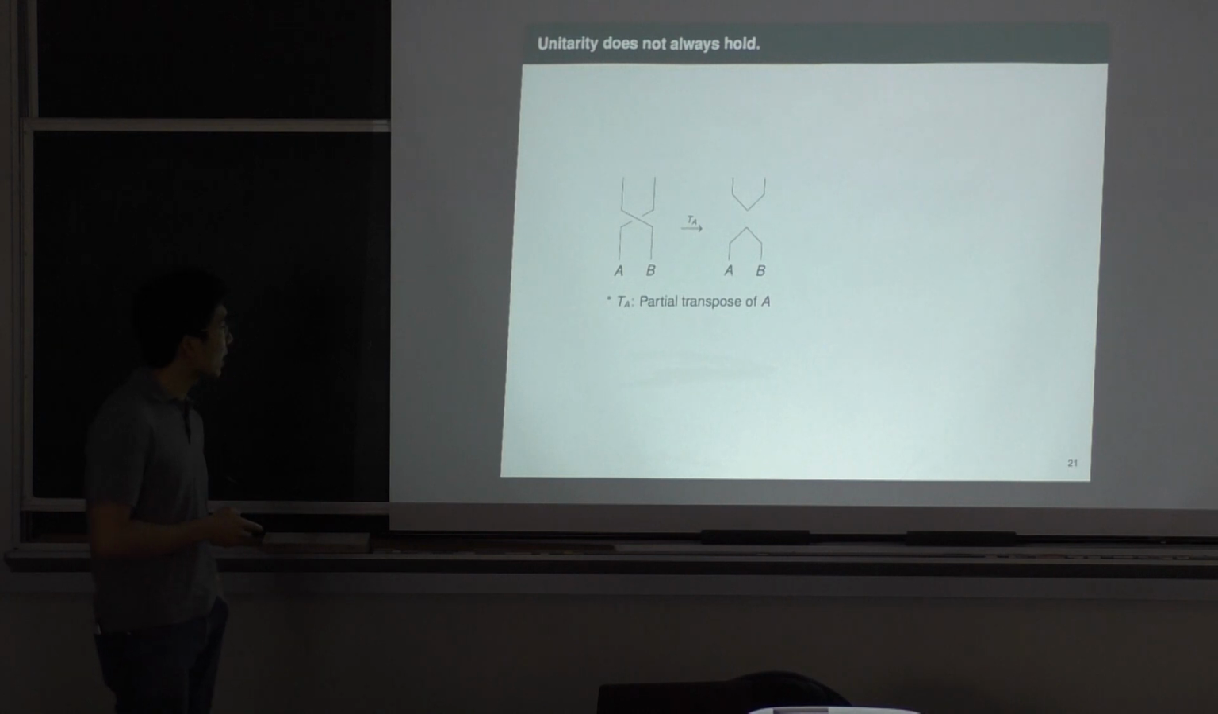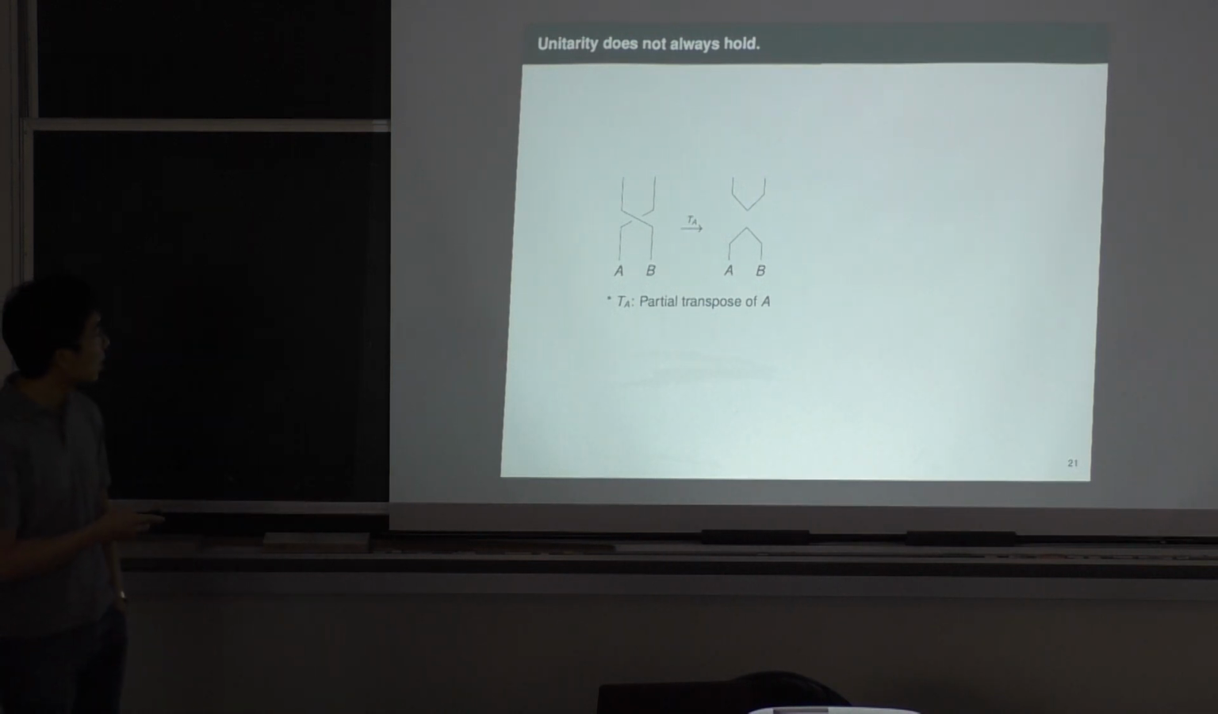So here's an easy example to see that. Consider a simple process, which is swapping two qubits A and B. Upon applying a partial transpose, what you get is a projection. So what it does is that no matter what input you have, you project onto the EPR state and out comes the EPR state. So clearly this is not a unitary operation.